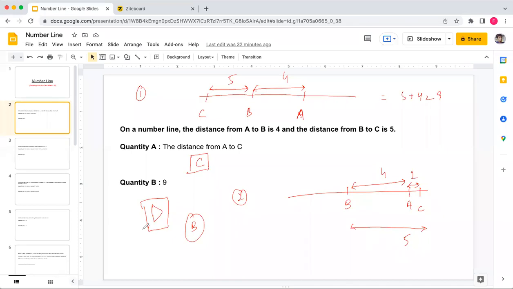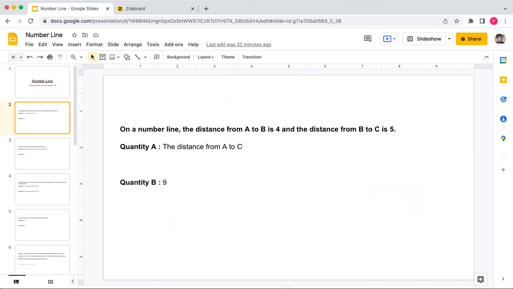Just keep one more thing in mind, that the question clearly states that it is on the number line. If the question doesn't say that this is a number line, then you can assume any direction. But in this question, we are restricted to a number line. So just think of that as well. Okay, shall we move forward? Yes.